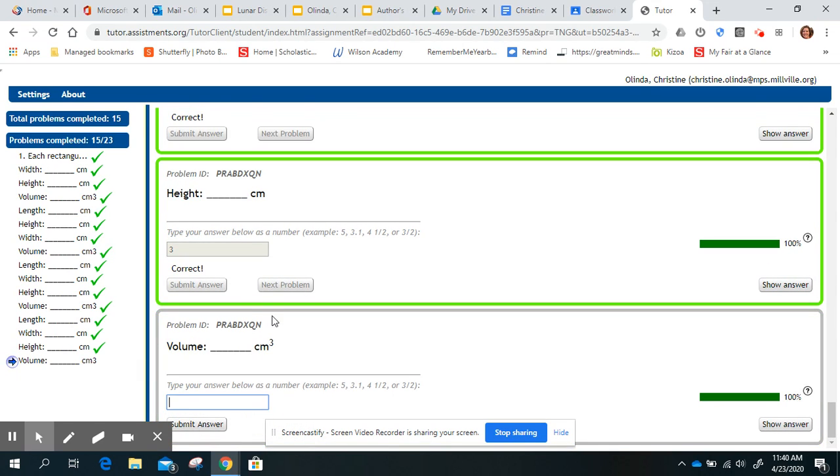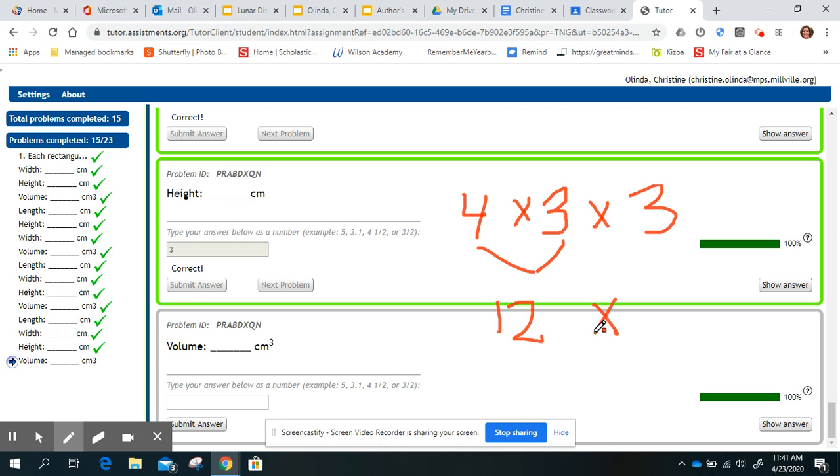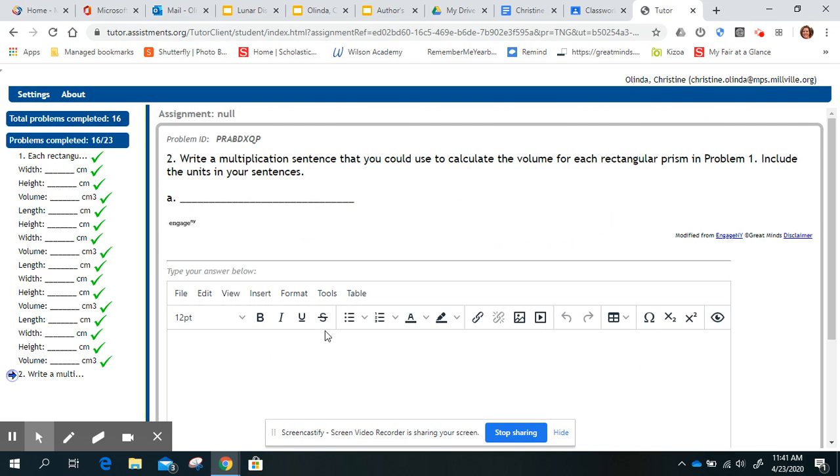And then I hit next question, and it's asking me for the volume. So I have to multiply those answers together. The answer was 4 times 3 times 3. There's the length, the width, and the height. 4 times 3 is 12. Then I bring down the times 3. 12 times 3 is 36. So I'll type in my answer here, 36, and I hit submit, and I got it correct.